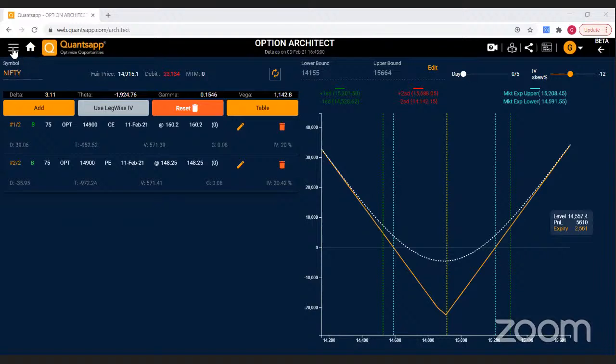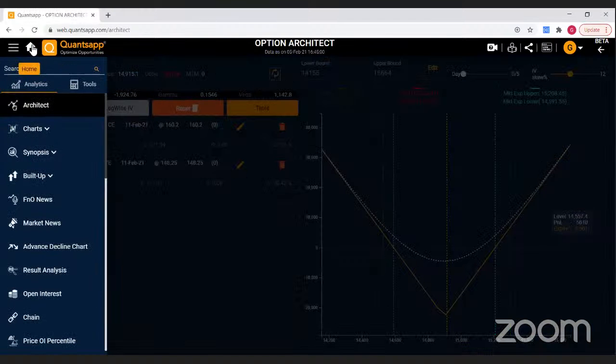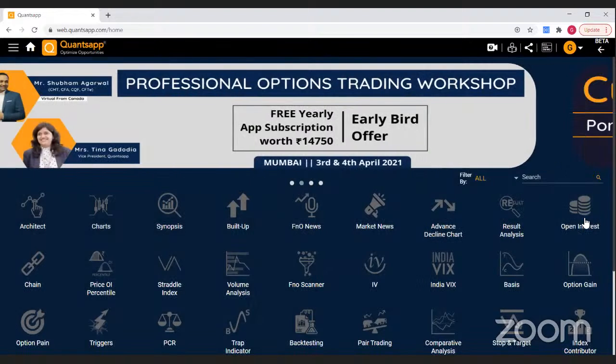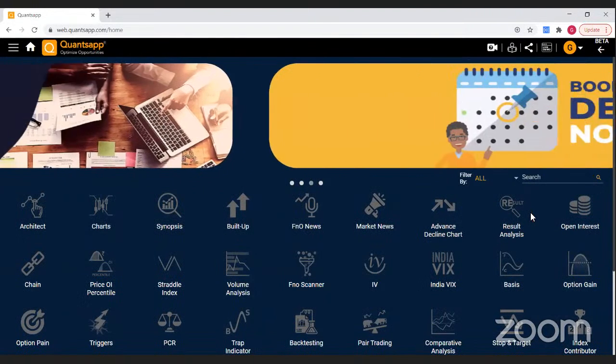Now we'll move to the next tool, and that is the open interest. So we are taking the open interest.